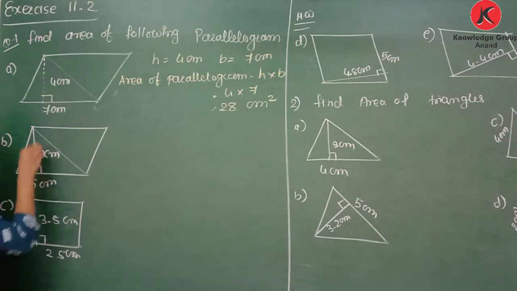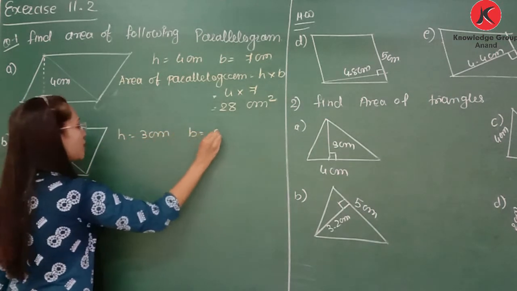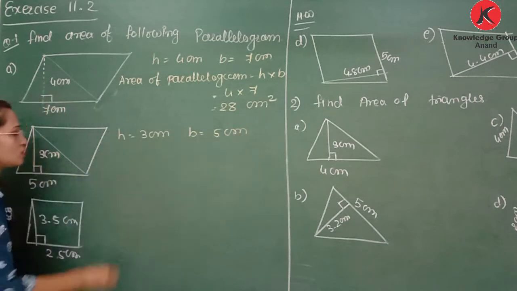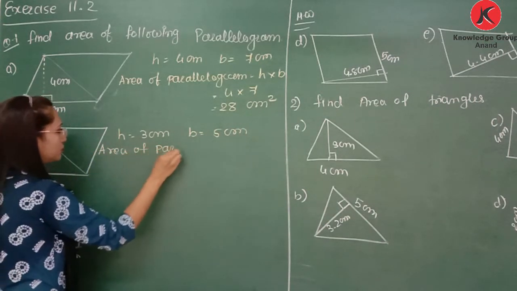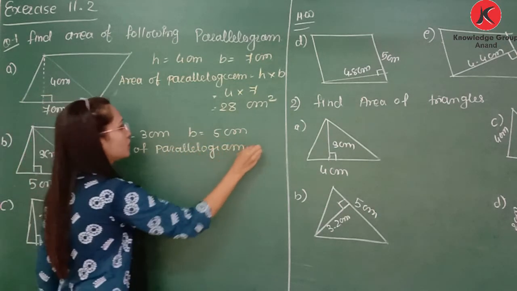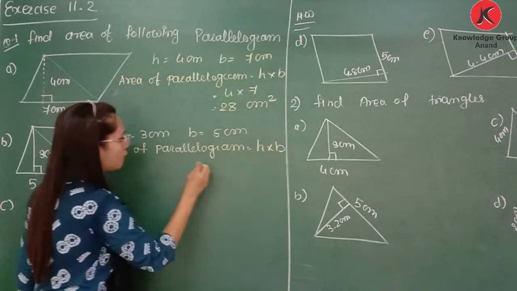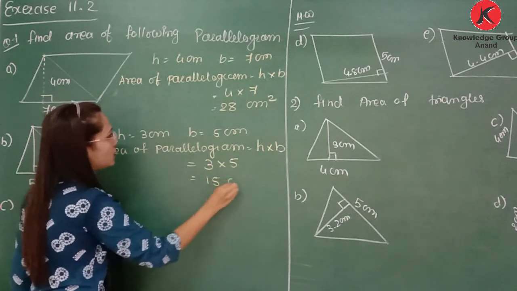Here for this parallelogram, this is the line that makes a perpendicular distance with the base. So height will be 3 and base will be 5 centimeters. So you can write area of parallelogram is height multiplied by base. For this example, height is 3, base is 5. So it is 15 centimeters square.